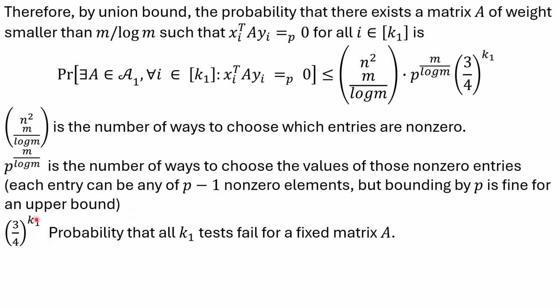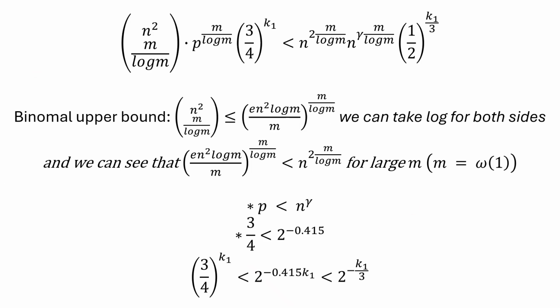Three quarters to the k1 is the probability that all k1 tests fail for a fixed matrix A, which we saw in the previous slide. We then have this step in the proof. This is true because we have a binomial upper bound. We can take log of both sides, and we can see that this inequality right here is true for large m, which we know eventually grows larger than any constant. This explains how we got from this term to this term right here. We know that p is less than n to the power of p, so we can replace it. We get this right here.